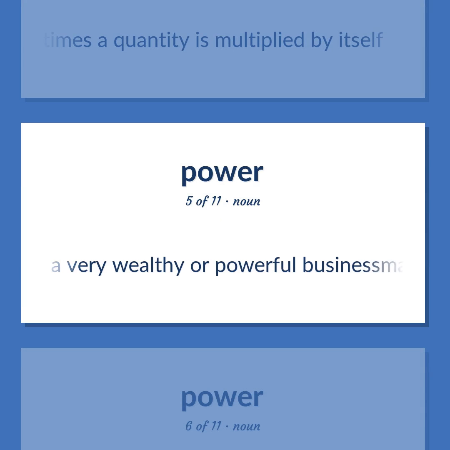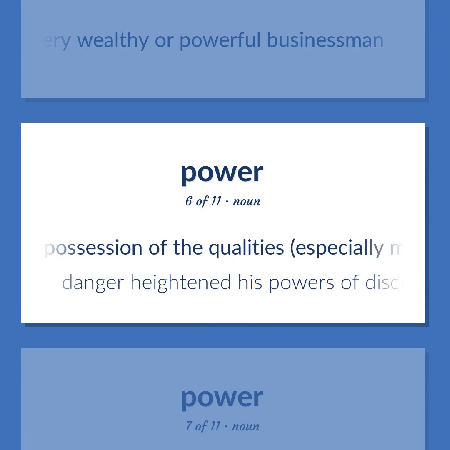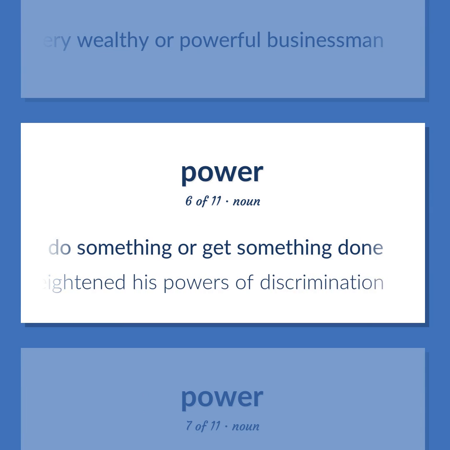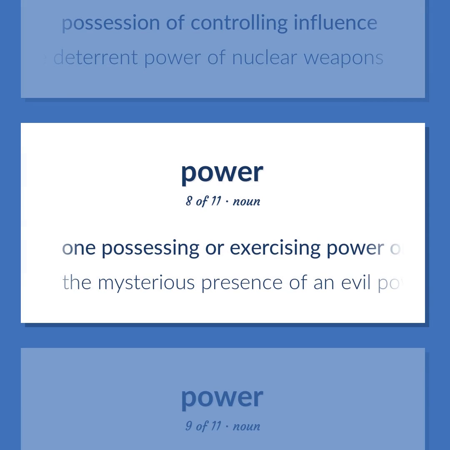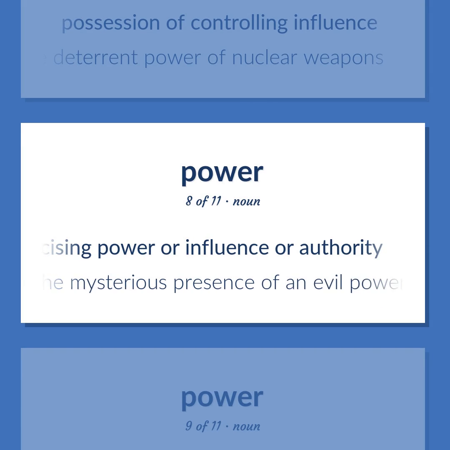A very wealthy or powerful businessman. Possession of the qualities, especially mental qualities, required to do something or get something done. Danger heightened his powers of discrimination. Possession of controlling influence. The deterrent power of nuclear weapons. One possessing or exercising power or influence or authority. The mysterious presence of an evil power.